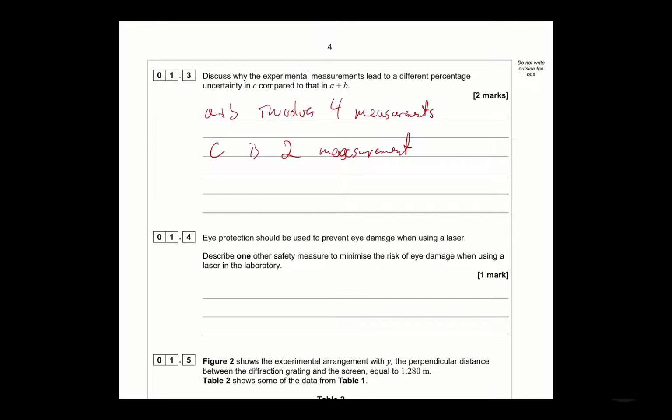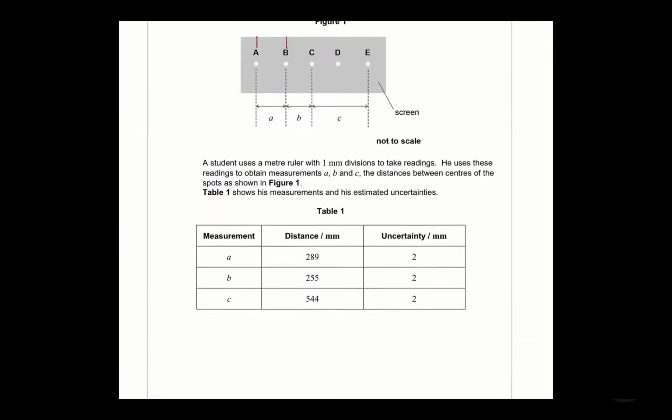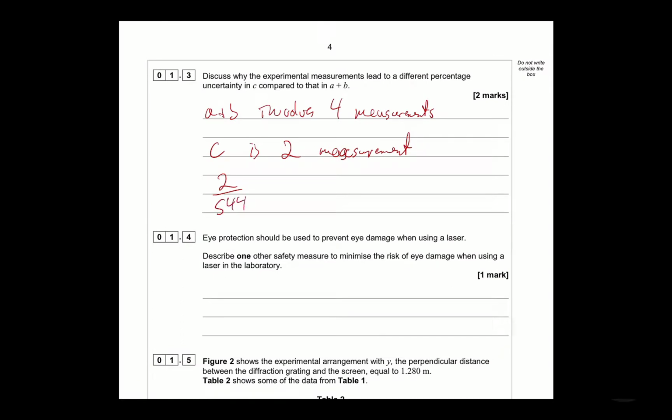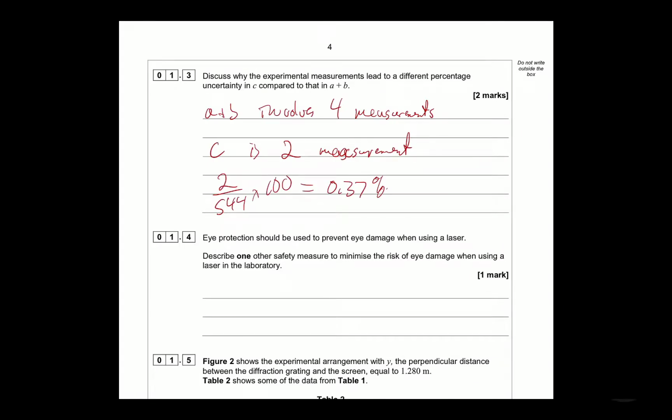So I would probably back this 2 marks. This is probably only worth 1 mark, but I've written here, I think I'll show you that C's percentage error. So here we have 2 divided by 544. That's convenient. 0.37%. I don't even have to math it out, it's half the uncertainty. So that's the kind of thing that we're looking for in a question like that.